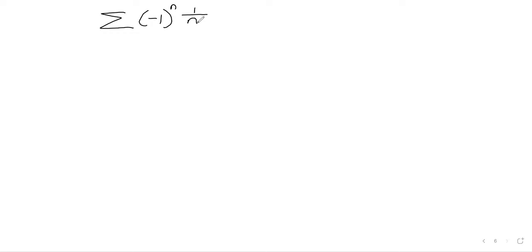Negative 1 to the n times 1 over n. The so-called alternating harmonic series. Because these terms are alternating between being positive and being negative, none of the tests we have work. The tests we have all require that the terms all be positive.